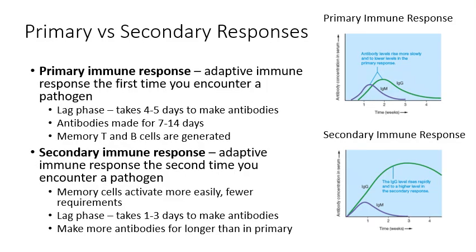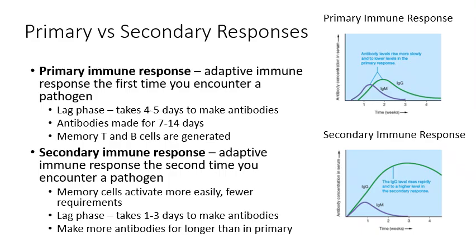So the adaptive immune system has primary and secondary responses. The primary response is what happens the first time you encounter a pathogen. The secondary immune response happens the second time or the third time or any other time that you encounter that same pathogen. The primary immune response is slow and kind of weak. The secondary immune response is fast and very strong. In the primary immune response, you're making your memory cells. If you have memory cells for this pathogen, then you can have a secondary immune response. So the secondary response requires the memory cells.